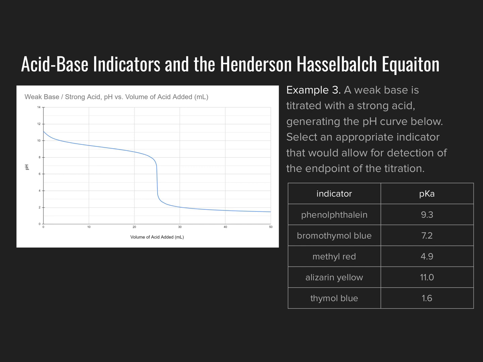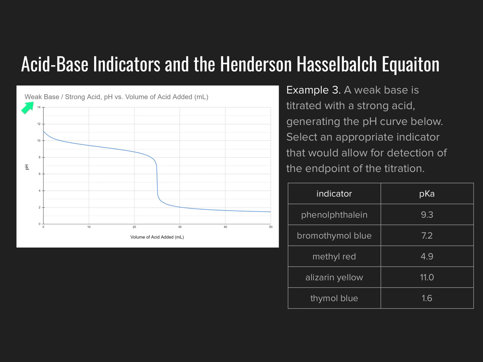All right, this final example problem that we're looking at right here is the type of problem you might be likely to find on, say, a multiple choice question on your AP test. This question is going to ask you to select the best indicator to use over the course of a titration of a particular species. Now, if you have a look at our graph we're giving you here, this titration describes the titration of a weak base with a strong acid.